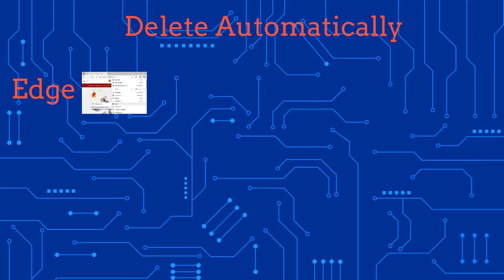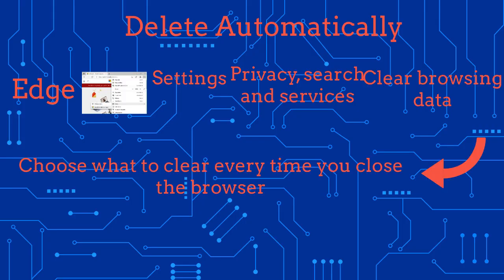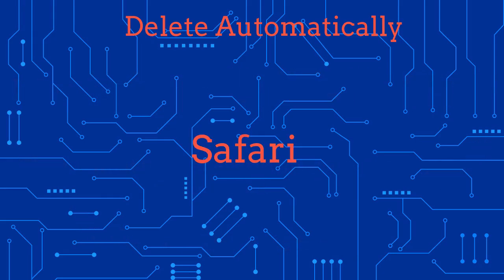In Edge, look for Privacy, Search, and Services in Settings and go to the Clear Browsing Data section. Select Choose what to clear every time you close the browser, then look for cookies and site data. There is no automated way to clear cookies when you close the browser in Safari.